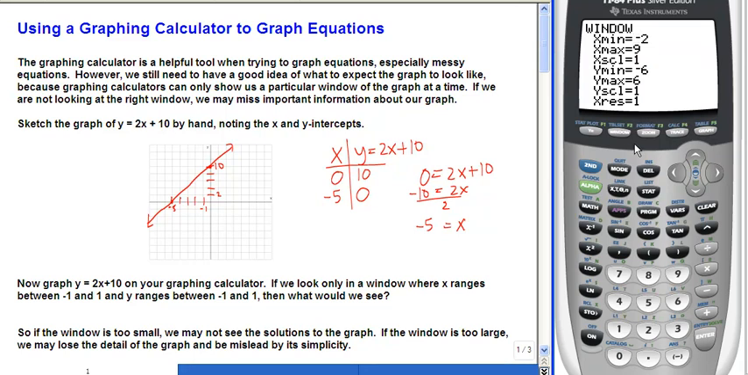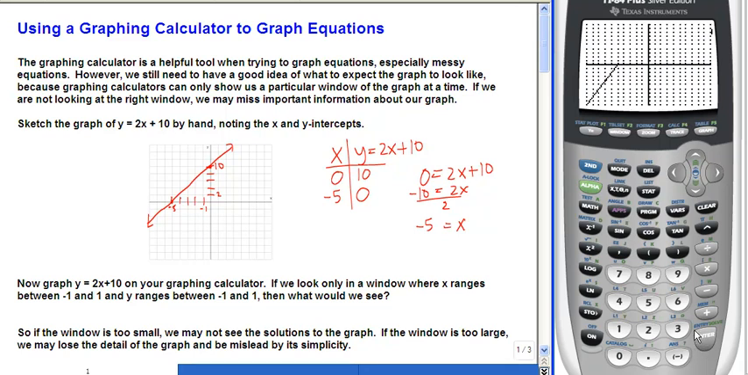So a quick, easy way to get to what we call a standard window is to go to Zoom, and you'll see it's option number 6 here. Now either you can arrow down to number 6 and then hit enter, or you could have just pressed 6 right from the very start. And there is my graph.